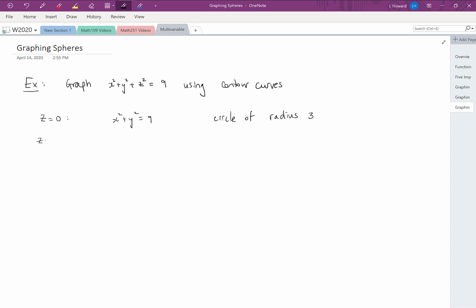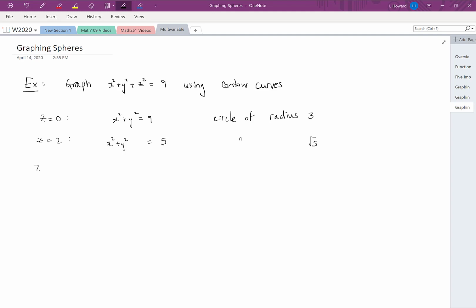If we were to use, say, z equals 2, our equation would look like x squared plus y squared plus 4 equals 9. So that might look a little bit nicer if we just rewrite that more cleanly as x squared plus y squared equals 5, and that's giving us a circle of radius root 5 in the xy direction when z equals 2.